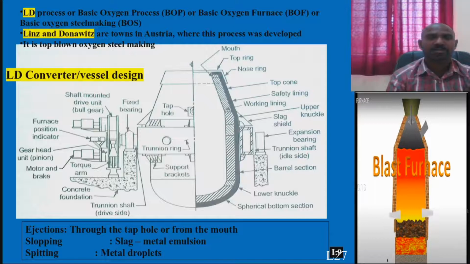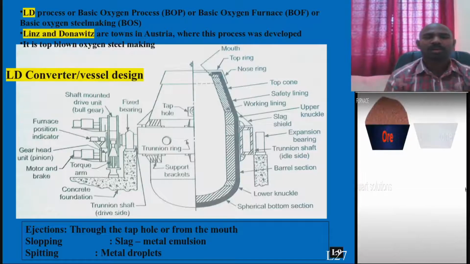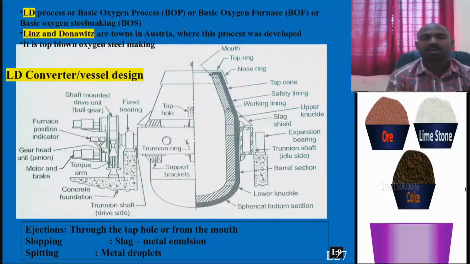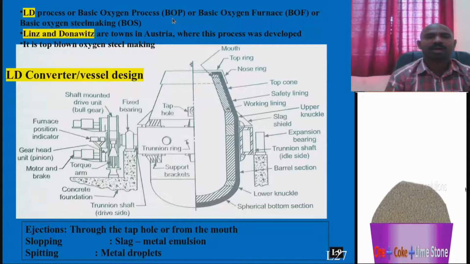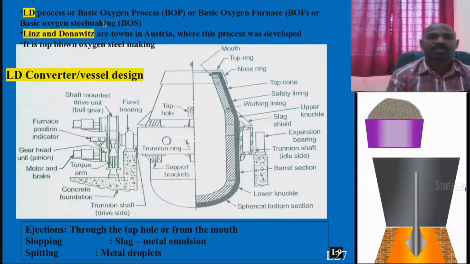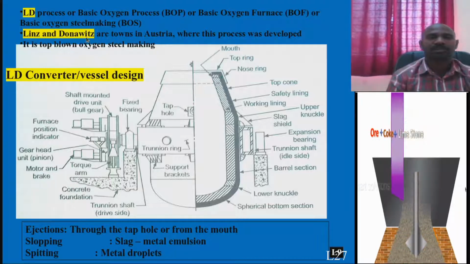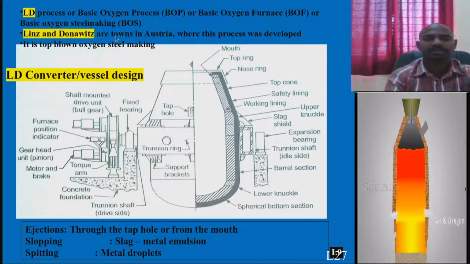Welcome to lecture 27 of the steel course. Today I am going to speak about the LD process, or basic oxygen furnace process, or basic oxygen process, or basic oxygen steel making. These are the alternative names for the LD process. LD stands for Linz and Donawitz. These are the main cities in Austria where this LD process was initially developed.